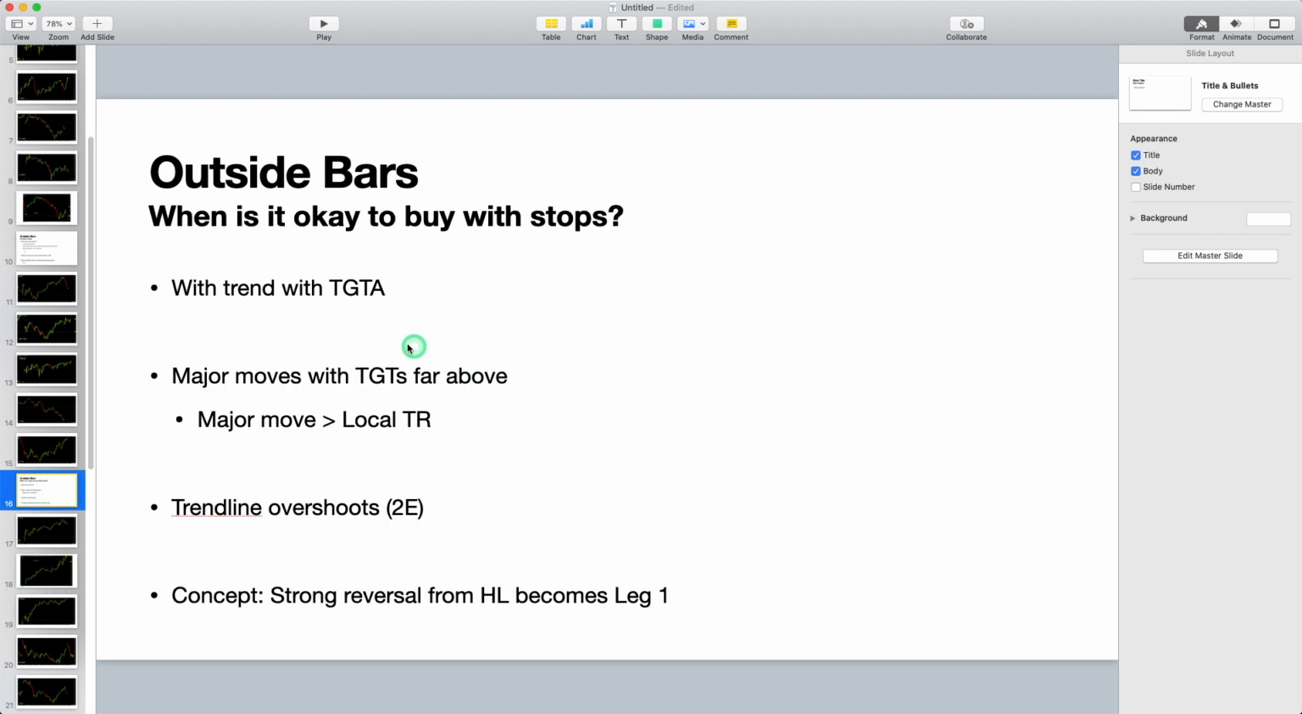Another time it's okay to buy with stops is when you have major moves with targets far above. So a major move is more important than the local trading range of the outside bar setup.